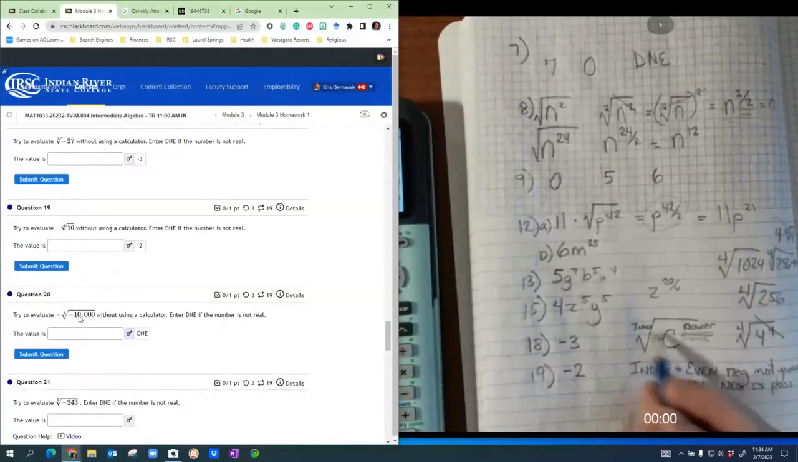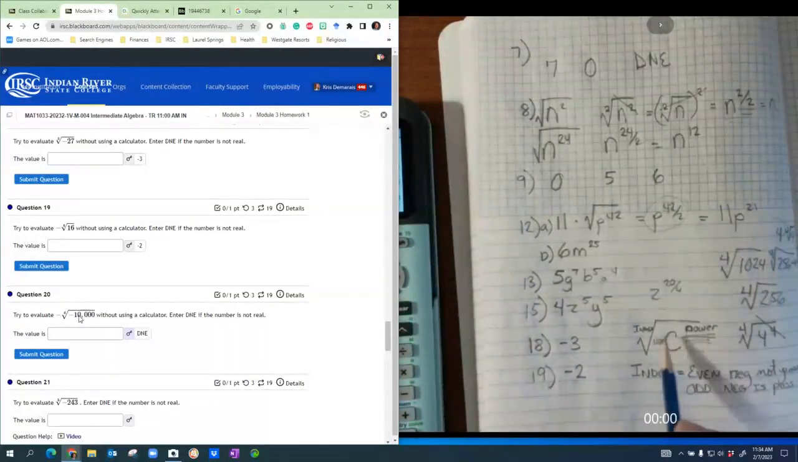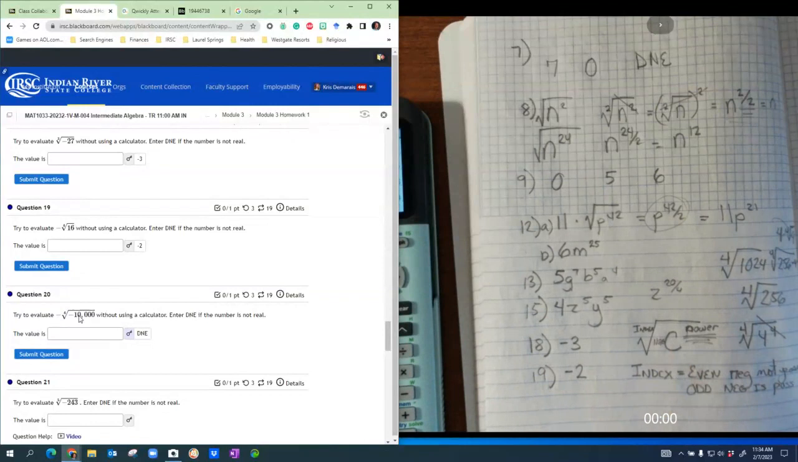But in this concept of conversation, I want to make sure that if the index is even, then you can't take the value of a negative value. It's not possible for negative numbers to be taken. So you put D and E, and for odd you can.